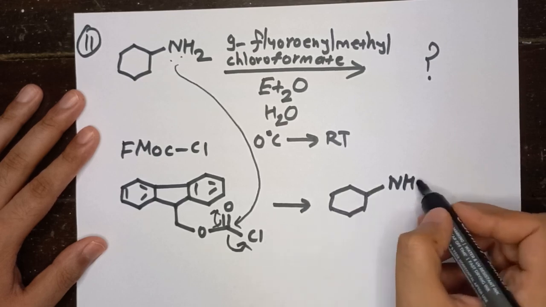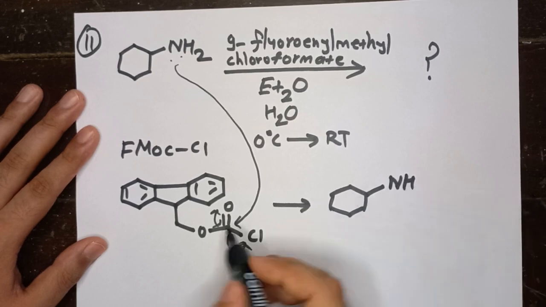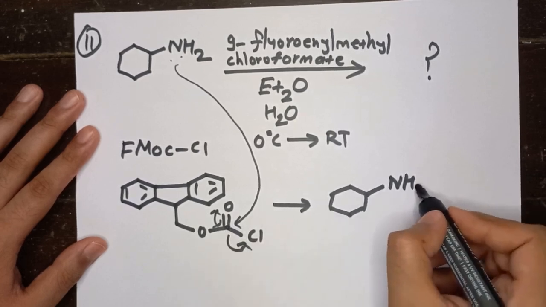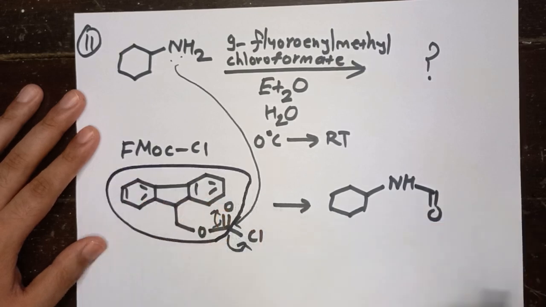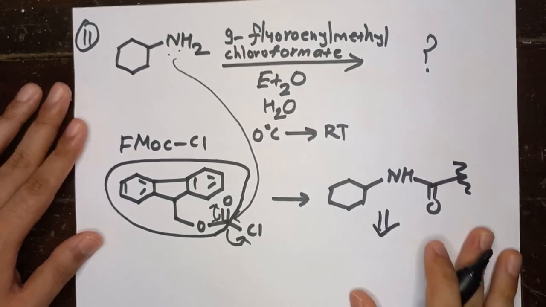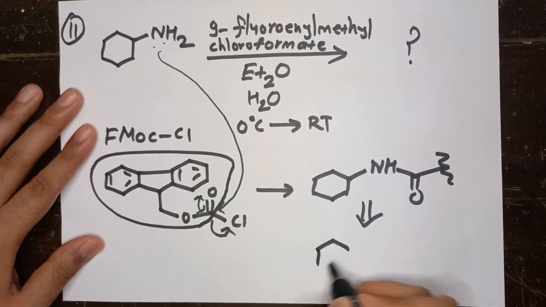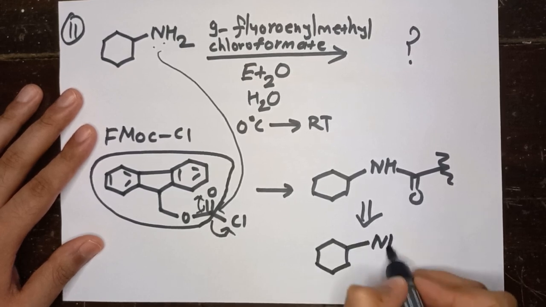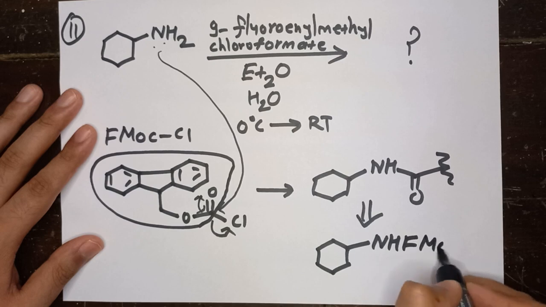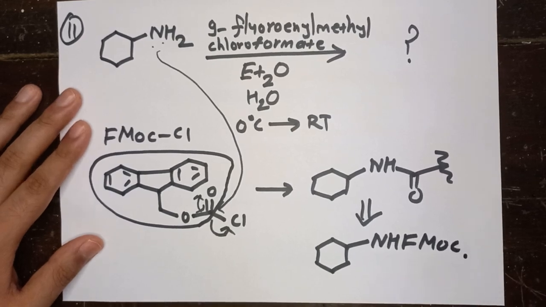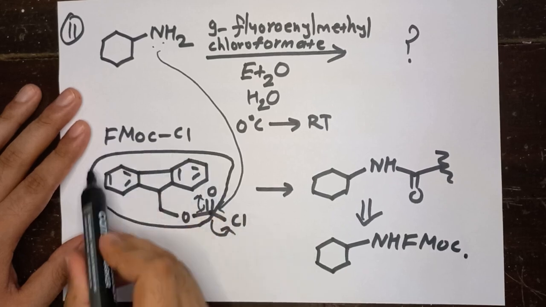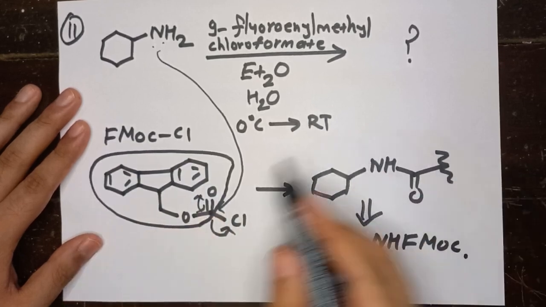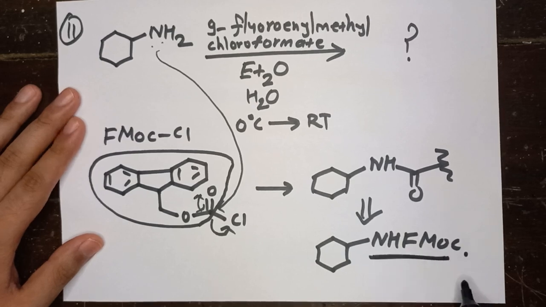NH. Basically through C double bond O, this whole group will be there. Okay, this whole group is going to be there, and this is what we call Fmoc, or in other words you can represent this as NH Fmoc. Basically you connect your nitrogen to this carbonyl and this whole system will remain the same. Okay, and this is how you can represent it as NH-Fmoc.